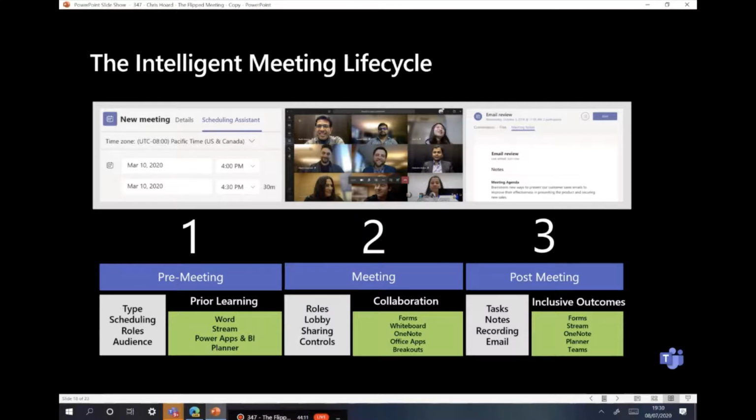Thirdly, in terms of the post meeting, previously we talked about tasks and notes and recording, this idea that people would have the follow-up actions and they would pick them up afterwards and they would look at them afterwards. In the flipped meeting, we are now thinking about inclusive outcomes. We're thinking about agreements and defined actions and owners for those actions before we've walked out of the meeting. We want them thinking and engaged and beginning to act on them before the meeting has even ended.